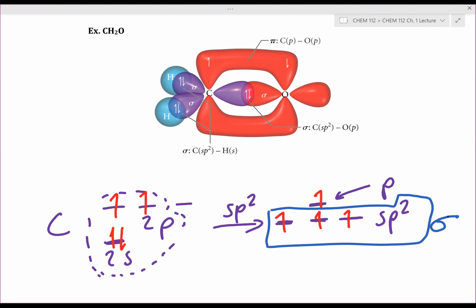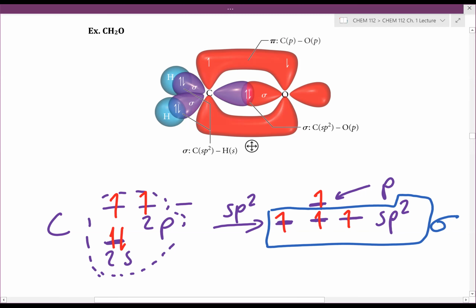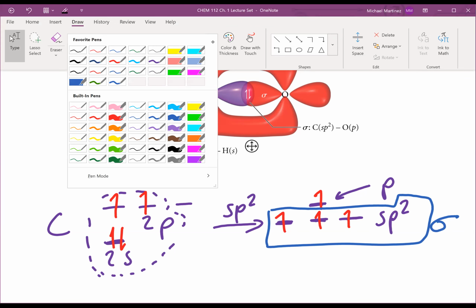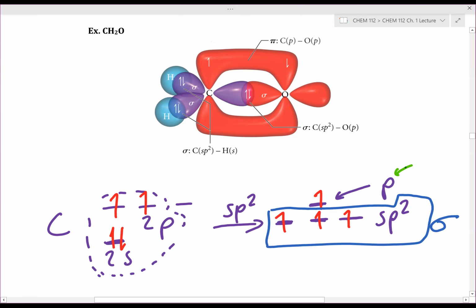What can we do with these p orbitals? If we're using our hybrid orbitals to form our single bonds, to form our sigma bonds, the overlaps on the bond axis, what is our p orbital going to be used to form? Pi bonds, exactly. So this p orbital is in turn utilized to form a pi bond. Does that make sense to everyone? The hybrid orbitals are used for single bonds, sigma bonds, while the p orbital is used for pi bonds.